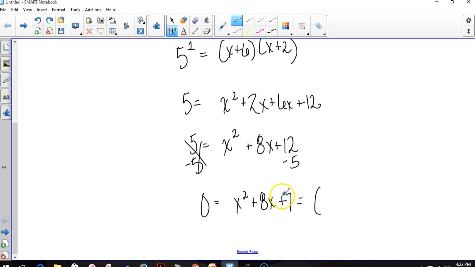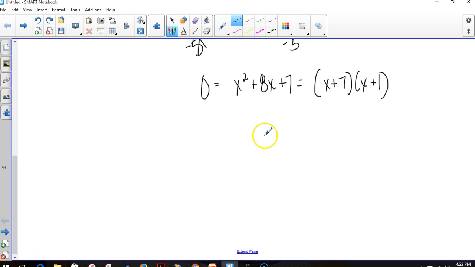Factors of 7 that when you add them you get 8, of course, is x plus 7, x plus 1. And now you're going to use your zero product property as if you were starting with a quadratic equation. So x plus 7 is equal to 0. Maybe x plus 1 is equal to 0. And I get x equals negative 7 and x equals negative 1. These are my two possible solutions.